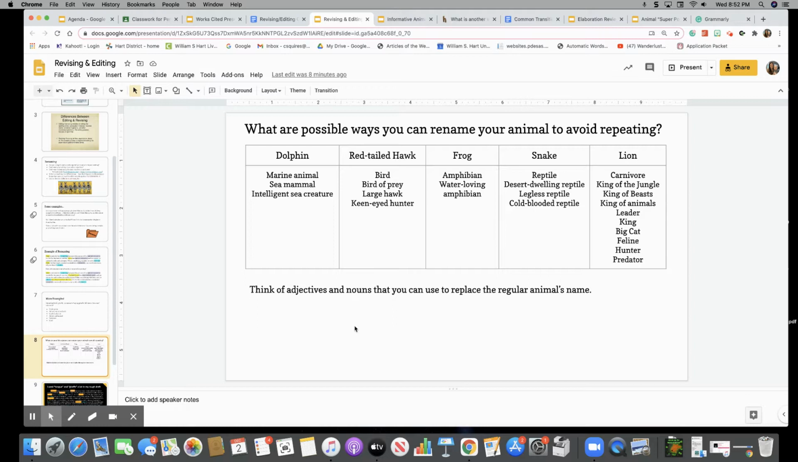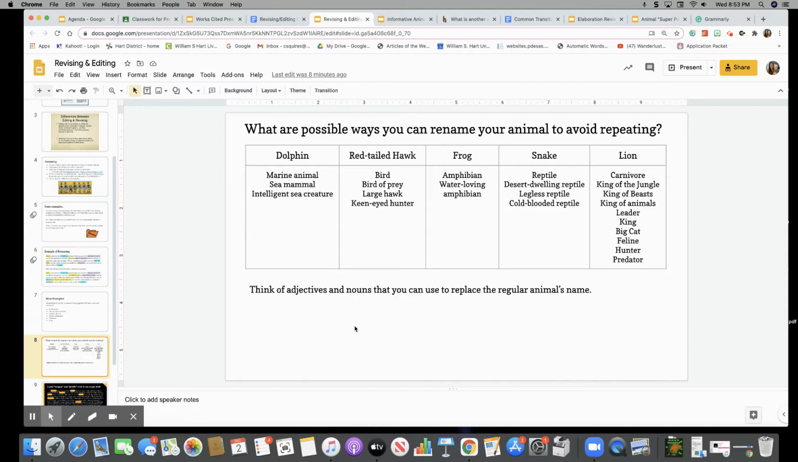If you're doing a dolphin, maybe you could call it a marine animal. Even if you're not doing a dolphin, maybe that might work for your animal. Calling it a sea mammal, an intelligent sea creature, or an intelligent sea mammal. There are just ways to use this so that you're not saying dolphin, dolphin, dolphin throughout your whole body paragraphs. For a red-tailed hawk, perhaps I could say it's a bird or a bird of prey, or I could say it's a large hawk instead of saying red-tailed hawk every single time. Maybe I could call it a keen-eyed hunter.